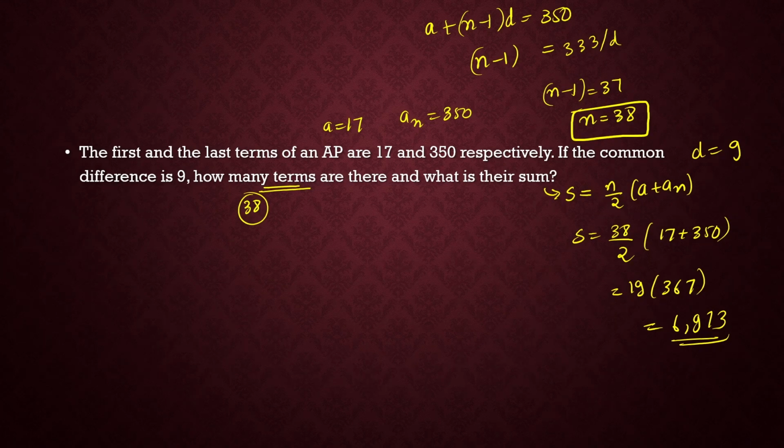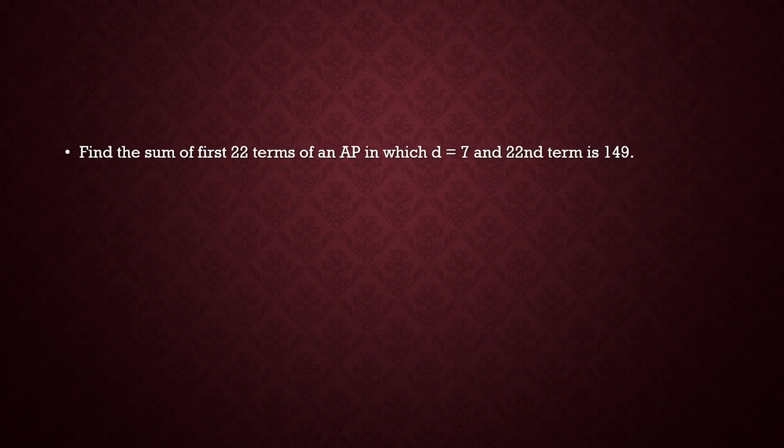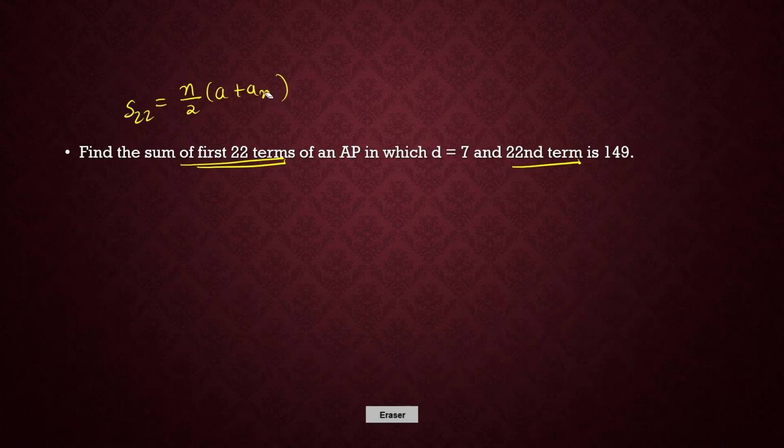Next, find the sum of first 22 terms of an AP in which the common difference is 7 and the 22nd term is 149. The sum of first 22 terms, and they have also given you a22. So S22 they have asked here. That is n by 2 into (a plus a22), if I use this formula. I know the value of a22, and I also know the value of n is 22. I have to find a.